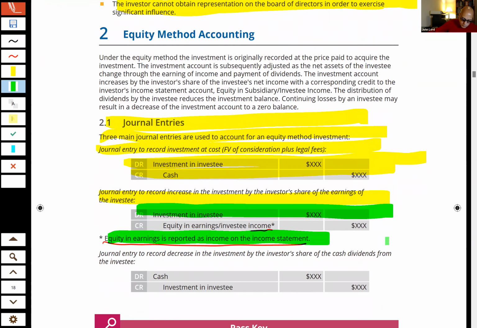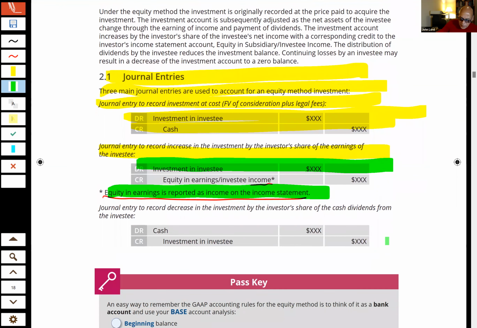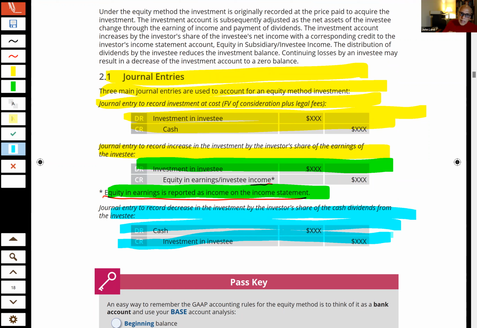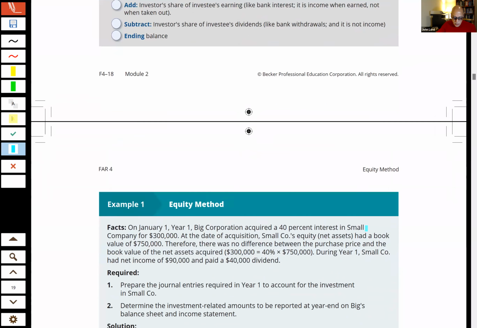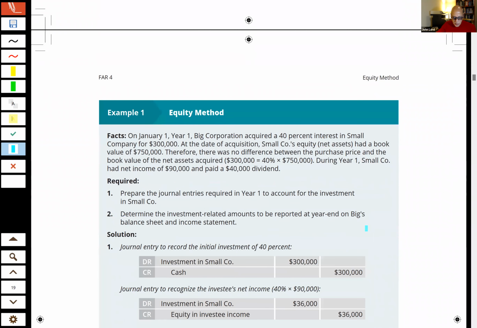And then if there's a dividend, the dividend is not treated as income. It's treated as a distribution back to the owner, so you reduce the amount of the investment at that point in time when you receive the dividend. Now, let's look at a numeric example here.